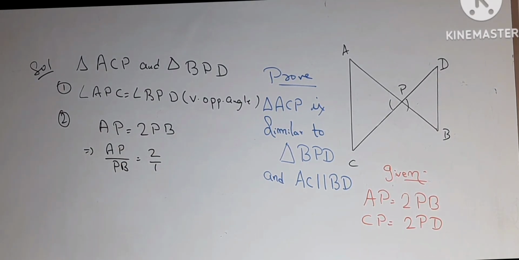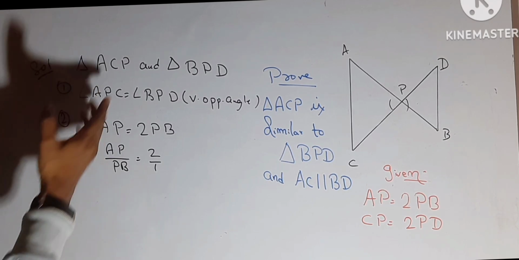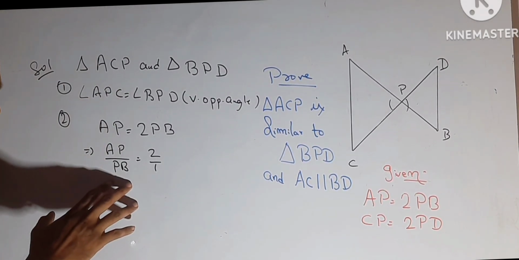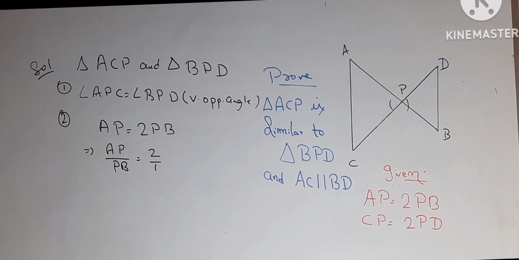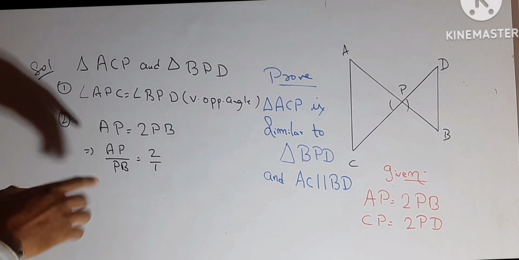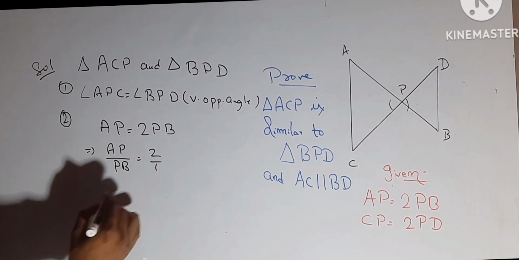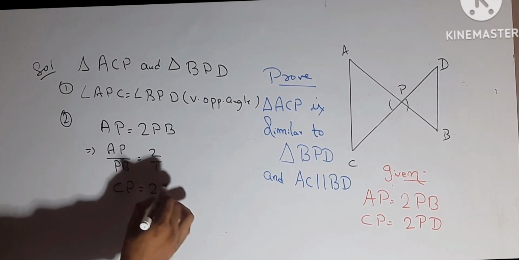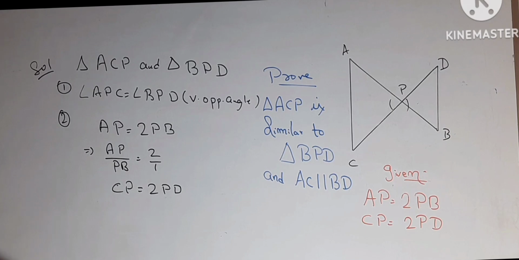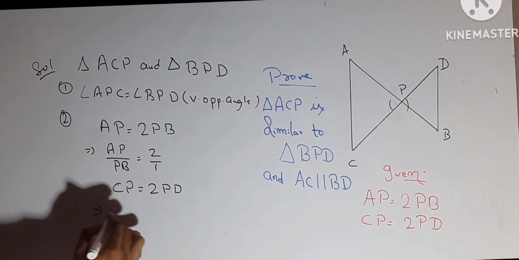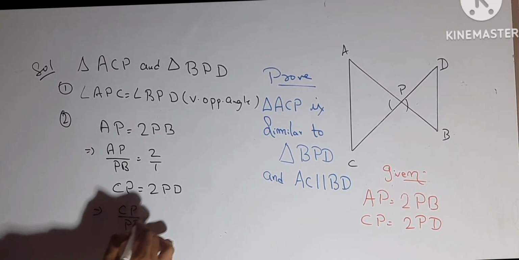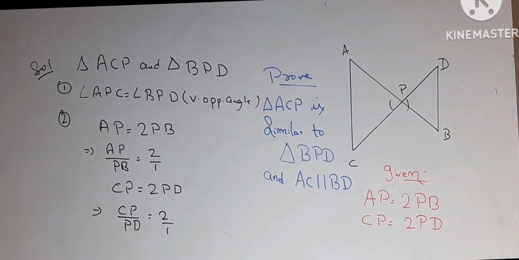After that, we have to see which two triangles, but they have already given the triangles directly that you have to prove similar. We don't need the triangles now, we need the points. This one we know. What is the next thing they gave? CP is equal to 2 times PD. From here we can write CP by PD is equal to 2 by 1.